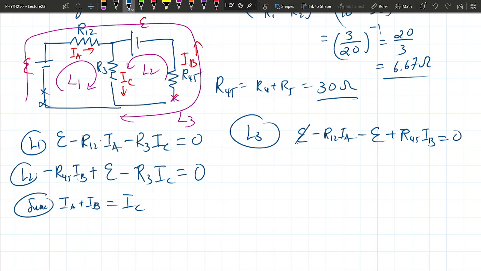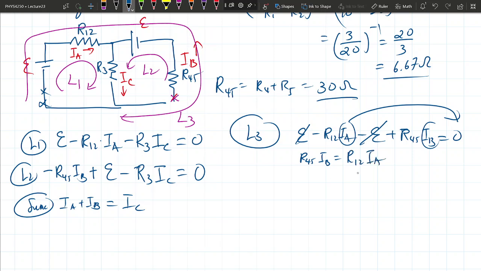That's what's special about this loop. The EMF actually completely cancel out. So you actually have an equation that relates basically IA to IB. Let's solve this equation. Let's pull all this stuff to the right. So R45 IB is the same thing as R12 IA.